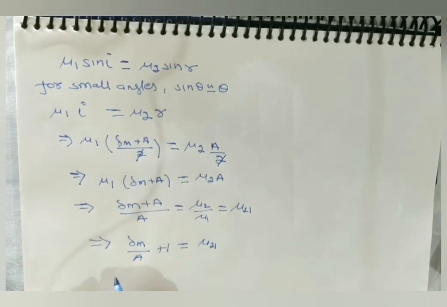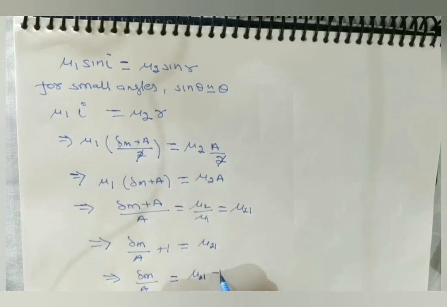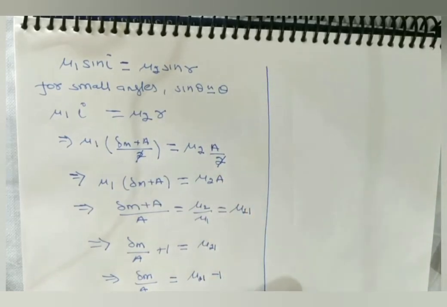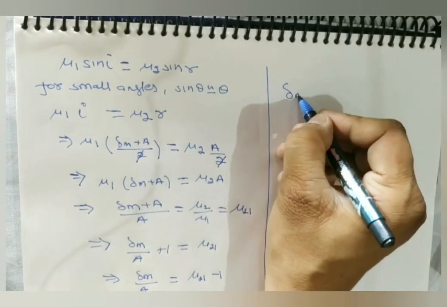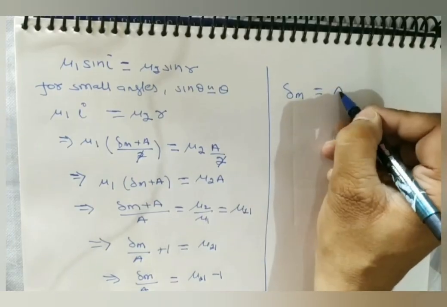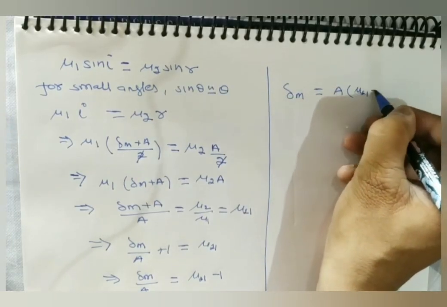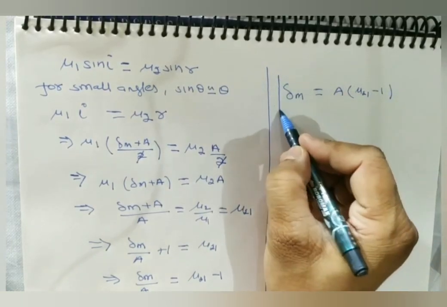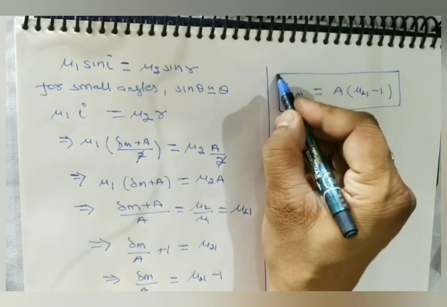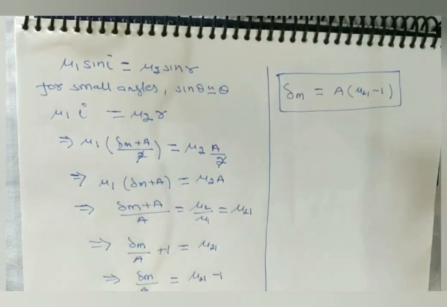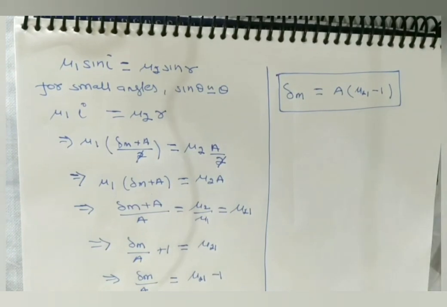Now take 1 to the right hand side. It becomes delta M upon A equal to mu21 minus 1. Now we can write delta M equal to A into mu21 minus 1. This is the derivation for the minimum deviation of a prism.